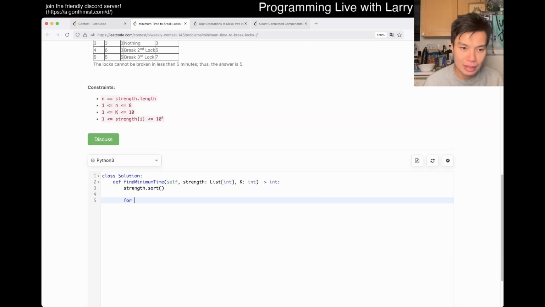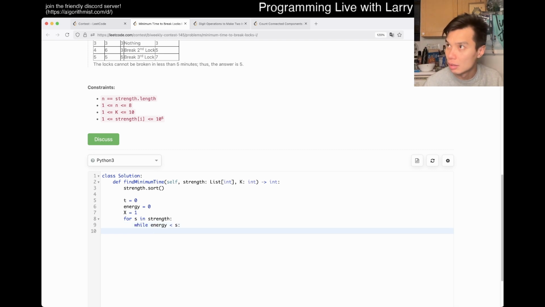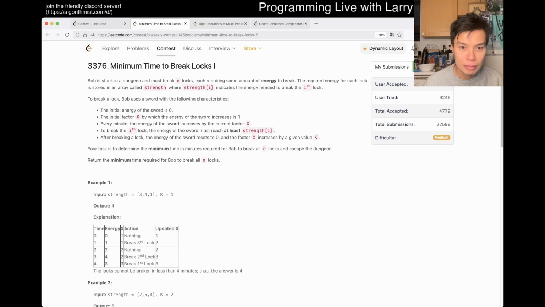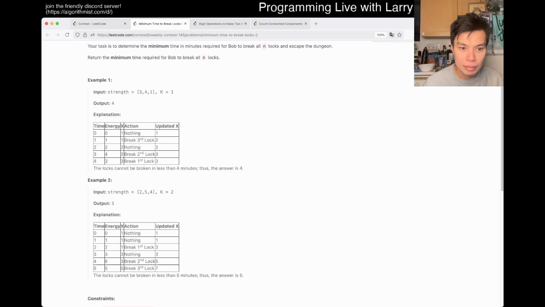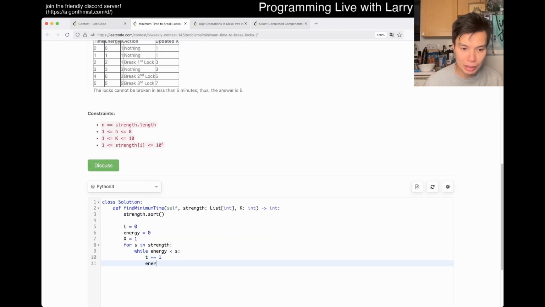So now for x and strength rather, let's say X is equal to 1, energy is equal to 0, and then t is equal to 0. Okay, so for x, s to s. Okay, so then now we do while energy is less than s. Yeah, right. Then what do we do? Well, time passes and then energy we increment by x.